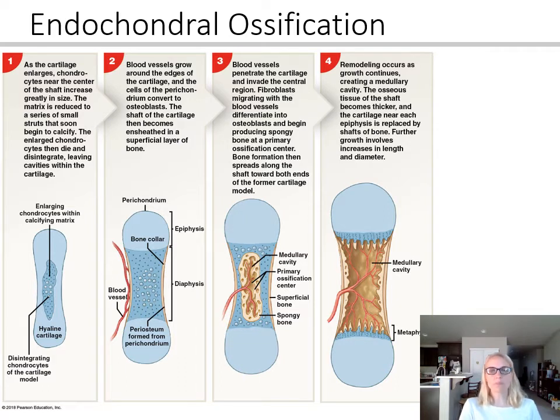So remember, because it's cartilage, it's going to have all of the same characteristics of hyaline cartilage. It's going to have chondrocytes living in lacuna, surrounded by this gel-like matrix, covered by perichondrium, that connective tissue sheath.